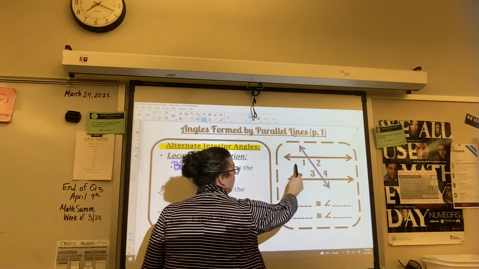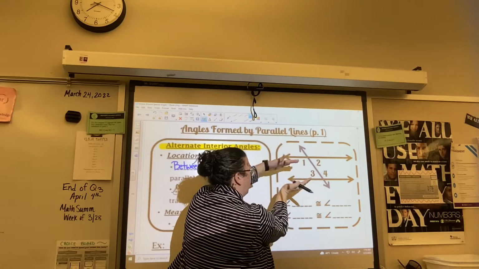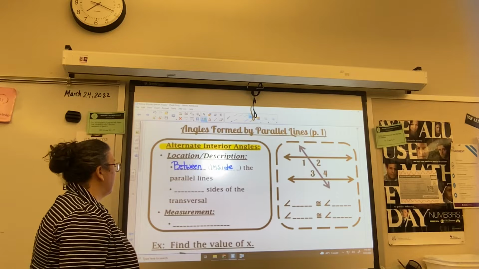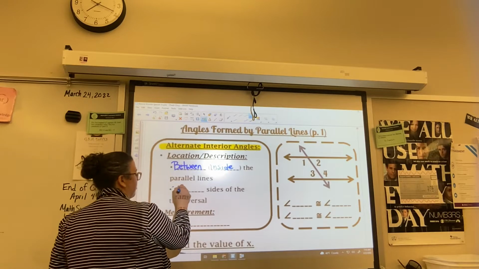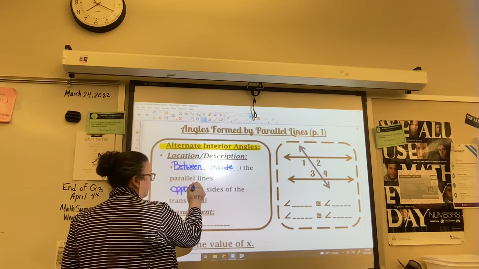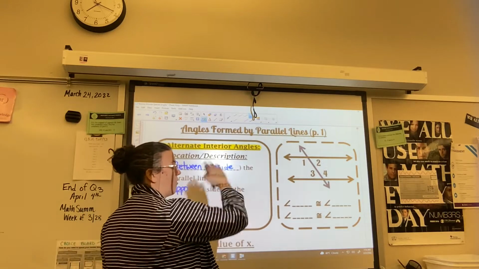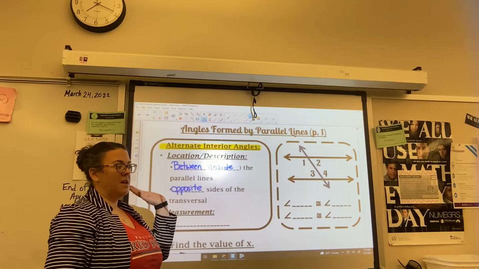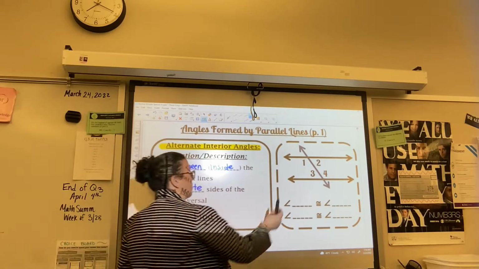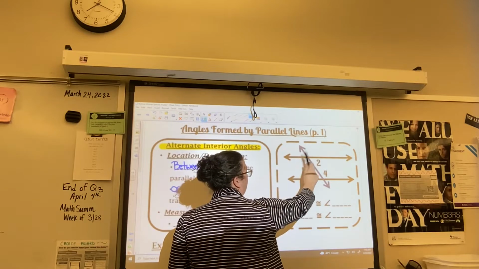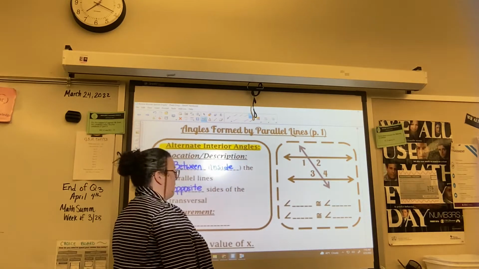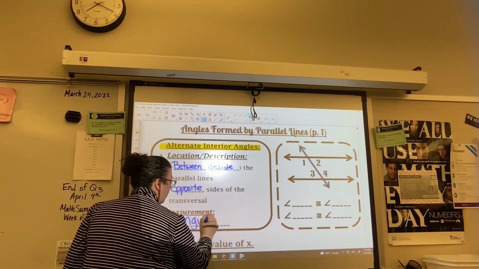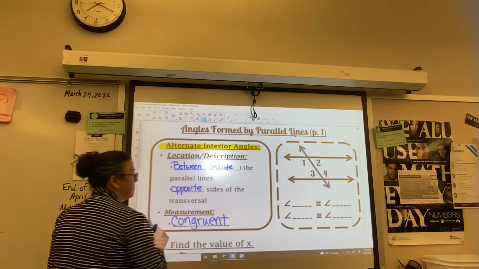You'll notice on the diagram, angles 1, 2, 3, and 4 are between the parallel lines. That's what the word interior means. And then they are on opposite sides of the transversal. So the word alternate means to go from one to the other. So we're looking at the transversal and we're saying one angle is going to be on one side, and the other angle is going to be on the other side. So as we're going down this transversal, we're looking at an angle over here and an angle over there. The measurement of these angles is going to be congruent. That was something that we discovered through our patty paper activity.